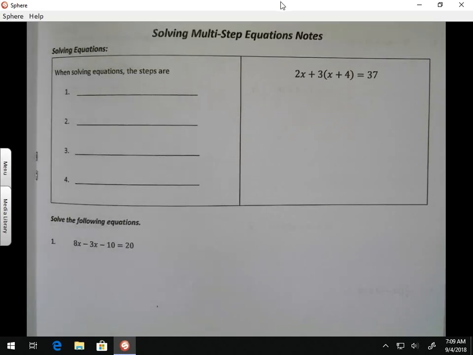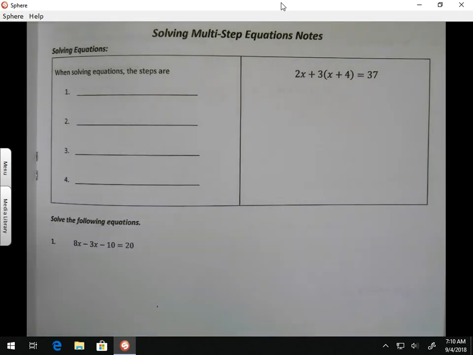Hi everyone, in today's video we're going to walk through how we solve multi-step equations. So really what we're doing here is building on our two-step equation notes and learning how to handle it when we add distributing and combining like terms. When we're solving equations, here are the steps we generally go through.